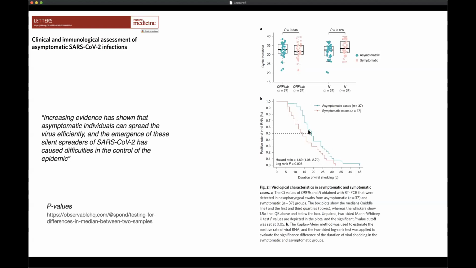This is a different type of analysis. So this basically tells you at a particular time point, do you have differences between viral loads? And this tells you something about the time course of the viral load.